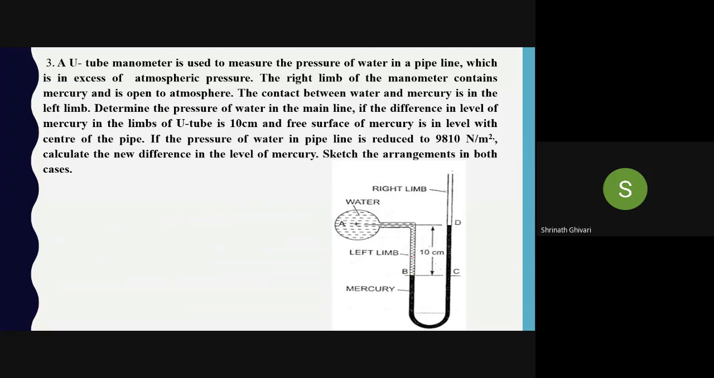Mercury will rise. Mercury will rise in the left limb and in the right limb it will decrease, because the quantity of mercury is the same. Mercury will rise in the left limb and decrease in the right limb.